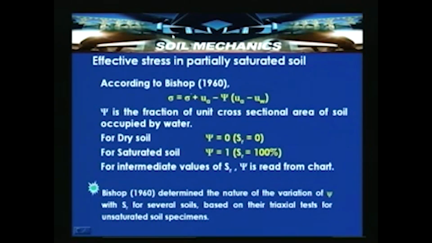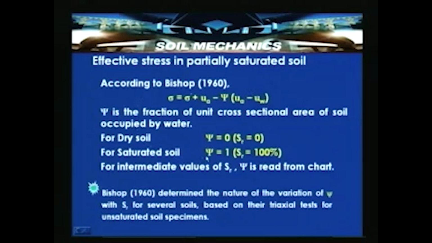So, this was discussed and then proposed by Bishop in 1960. According to Bishop, we can say sigma is equal to sigma dash, that is effective stress, plus UA, that is pore air pressure, minus psi times UA minus UW, where psi is a constant, which is the fraction of the unit cross sectional area of the soil occupied by the water.